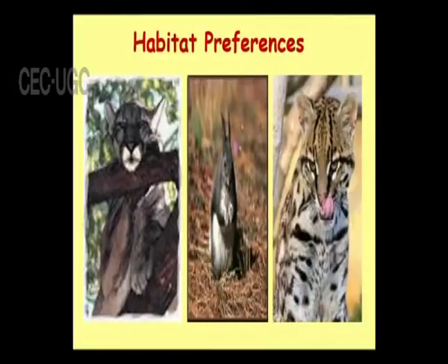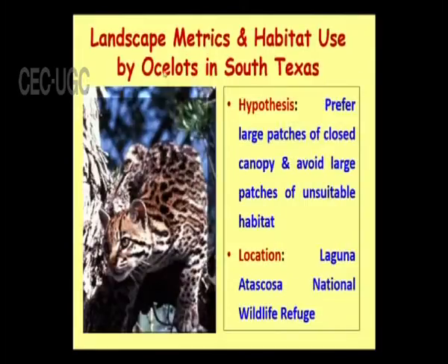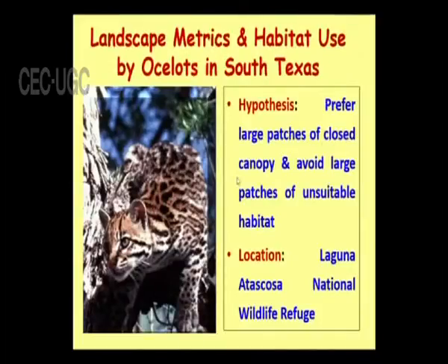The habitat preferences. What are the preferences of the animals? Here some animals are there, and let us take an example of one particular animal. Here we are able to prove some hypothesis also. The hypothesis says that ocelots prefer large patches of closed canopy. Canopy means the outer shade of the trees, the outermost coverage of the tree. They prefer the large patches of closed canopy and avoid large patches of unsuitable habitat. So, we are hypothesizing that these particular animals prefer a certain type of habitat and avoid other types of habitat.